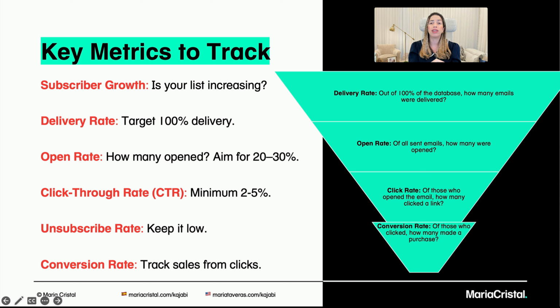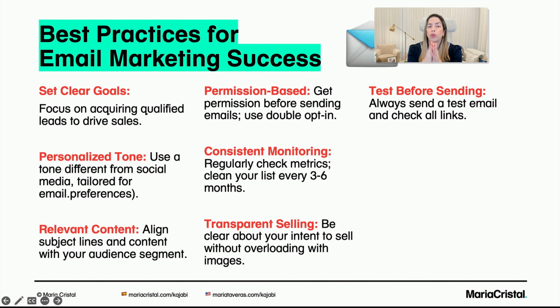Then the click-through rate. If you have links, how many people actually clicked? Let's aim for up to 5%. And the conversion rate of those who clicked, how many actually purchased. And usually the global average conversion rate is 3%. I really hope you have higher than that. So always be checking. Is my subscriber growth increasing? How much was delivered? Maybe there's a lot of hard bounce emails and you want to remove them. The open rate, your click-through rate, your unsubscribes, and finally your conversion rate.